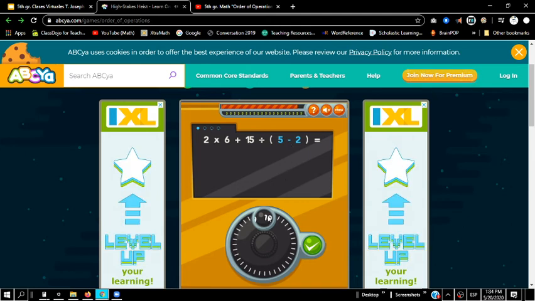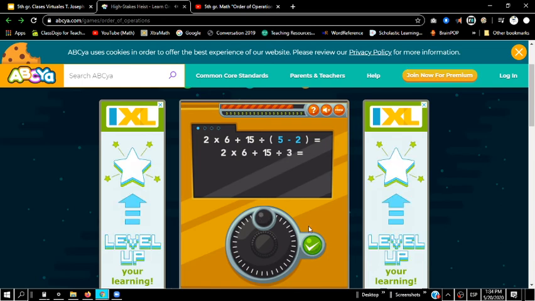5 minus 2 is 8. I'm going to move my dial to the number 8. Oops, no, 5 minus 2 is not 8. 5 minus 2 is 3. Let me move that over. And there we go. Okay, perfect. Now I need to do multiplication and division first. Since 2 times 6 is way to the left, I'm going to multiply 2 times 6 first, which gives me 12.